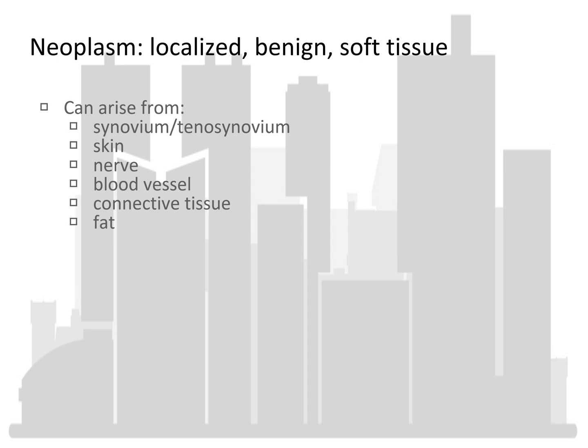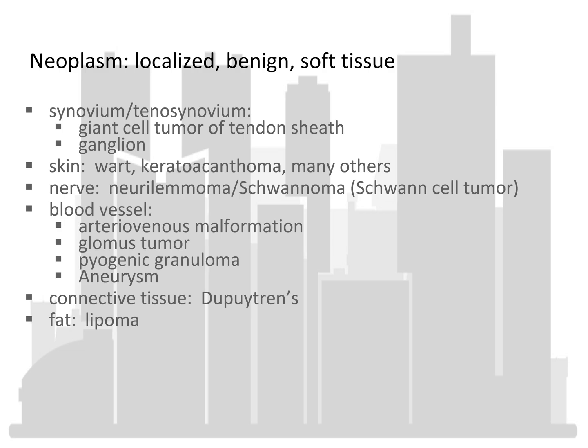Neoplasms, especially the soft tissue ones, are usually benign, and some of the localized ones can be localized to the tenosynovium or the skin, nerve tissue, blood vessels, connective tissue, or fat. And those that are localized to the tenosynovium, the most common ones you're going to see, number one, are a ganglion cyst. And number two are giant cell tumor of tendon sheath.